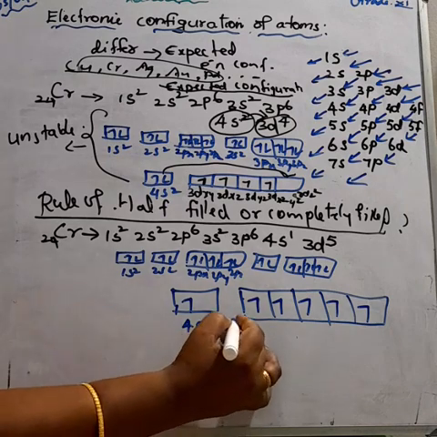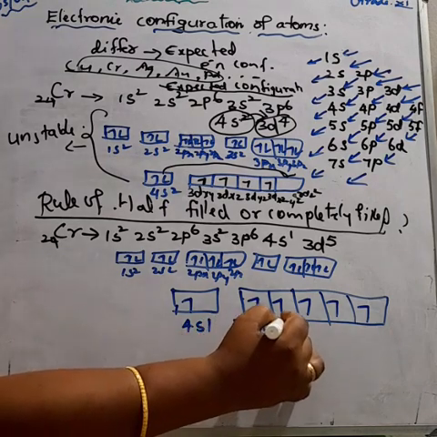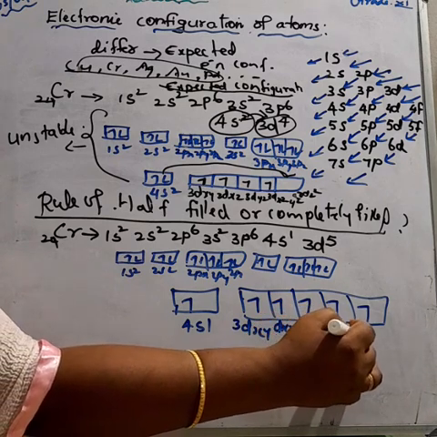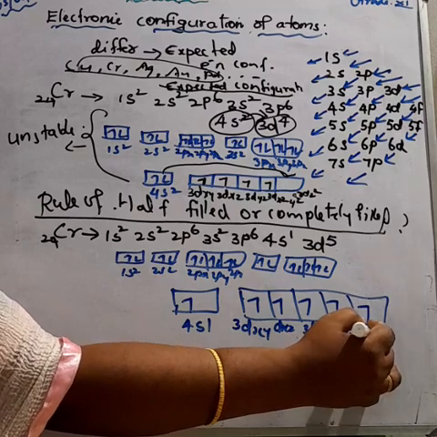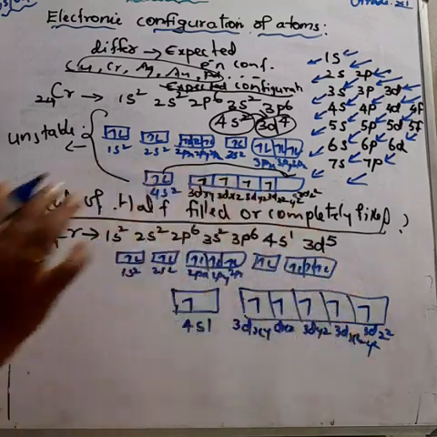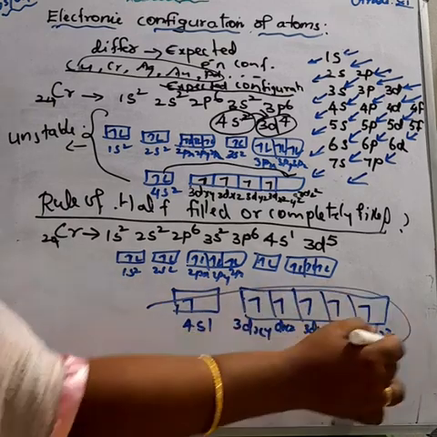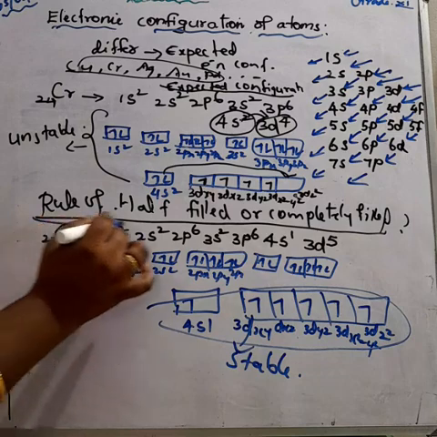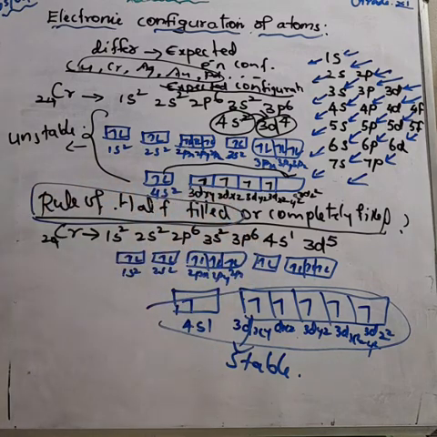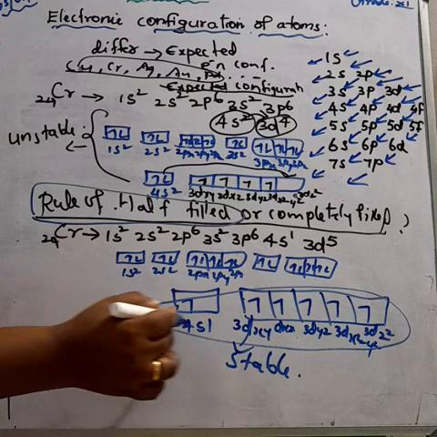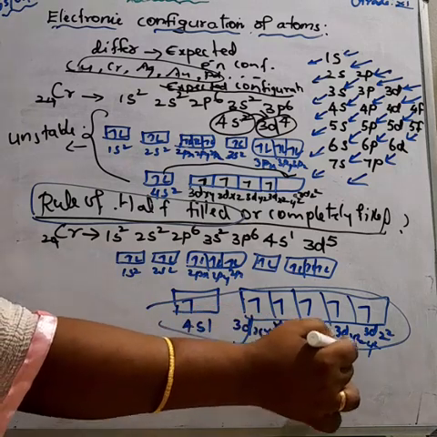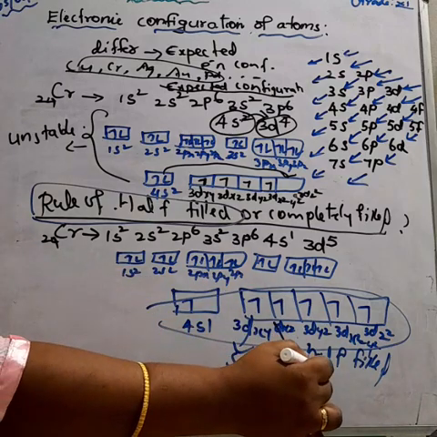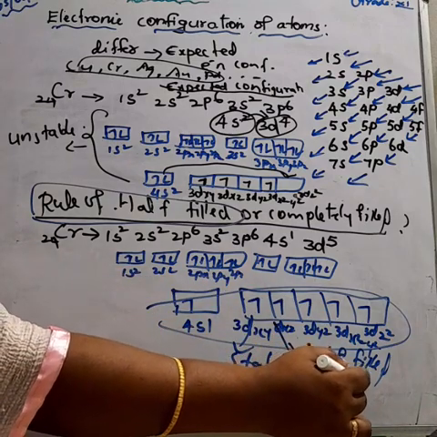3dx, 3dxy, 3dxz, 3dyz, 3d x square minus y square, 3d z square. In total we now have 5 electrons, so it is now stable. This is what we call the half-filled configuration. Stable half-filled configuration. This is the actual configuration for the chromium atom.